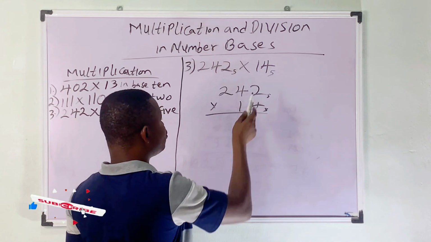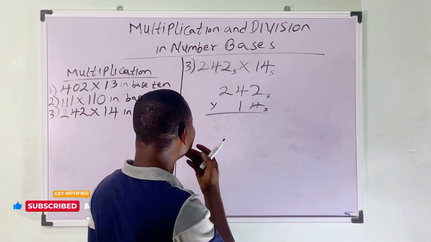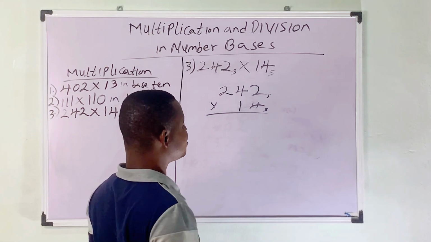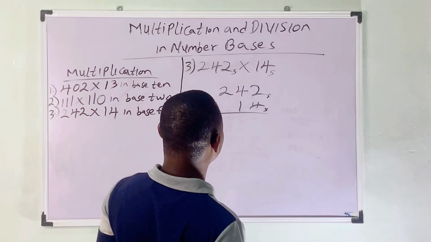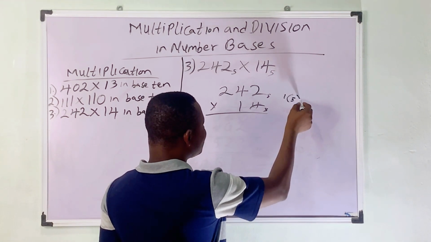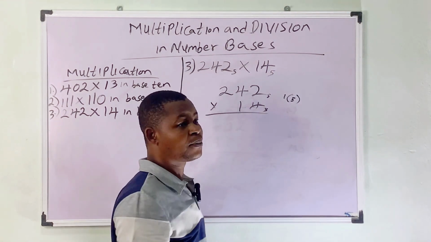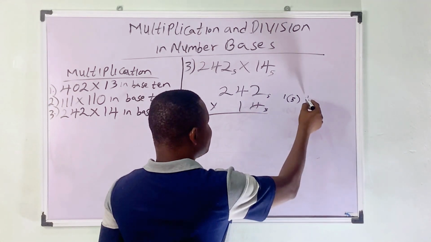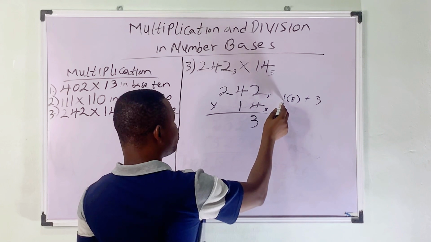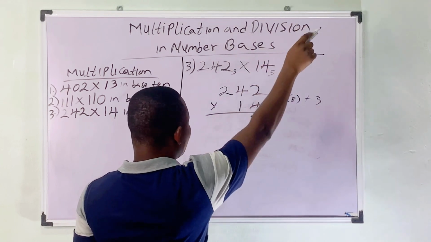4 times 2, that is 8. It is more than the digit we can find in base 5. So that means we have one set of 5. The one that we have, if we deduct 5 from 8, we have 3 left. So remainder 3. So we're going to write the 3, and with this, we keep one set of 5 outside.